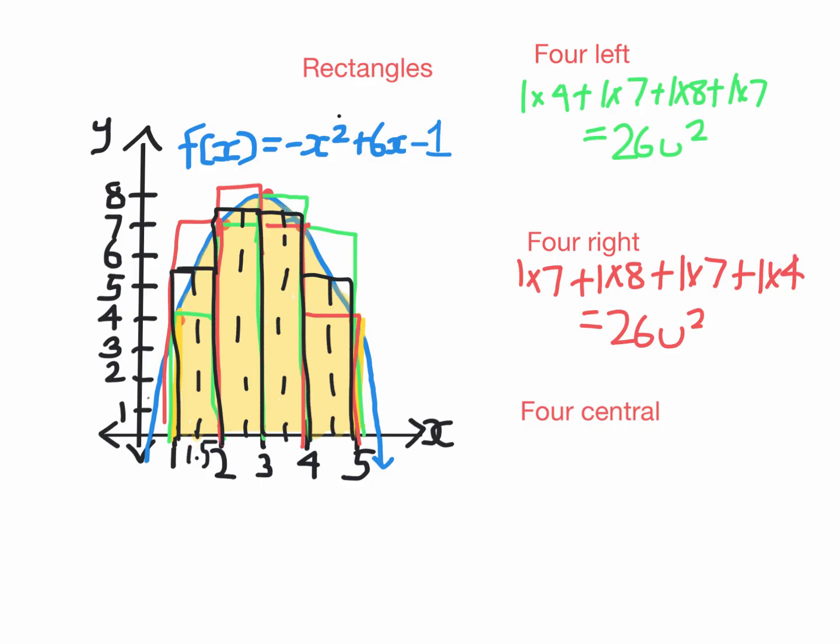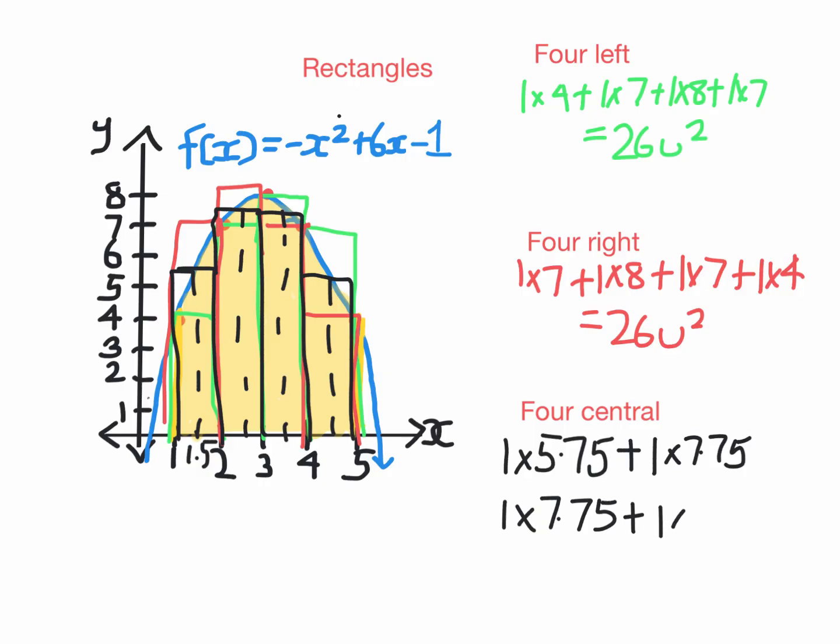To do that, I'm going to need to substitute 1.5, 2.5, 3.5, and 4.5 into this equation here. So the areas would be 1 times 5.75. I got this 5.75 by substituting 1.5 into this equation here. When I substitute 2.5 into here, I get 7.75, and then so on. I need to substitute x for 3.5, and then I need to substitute x for 4.5. So that's the combined area of the 4 rectangles.